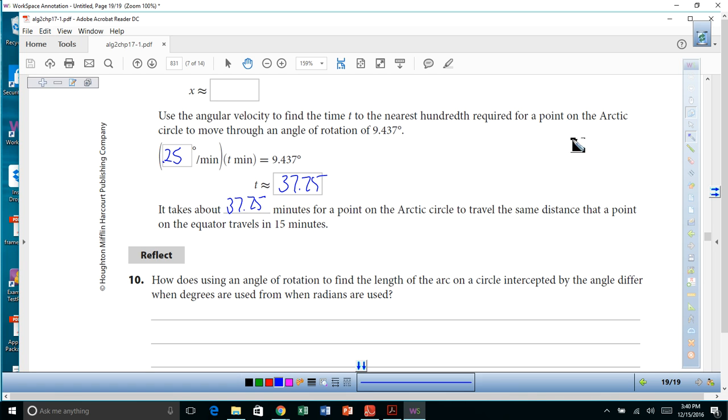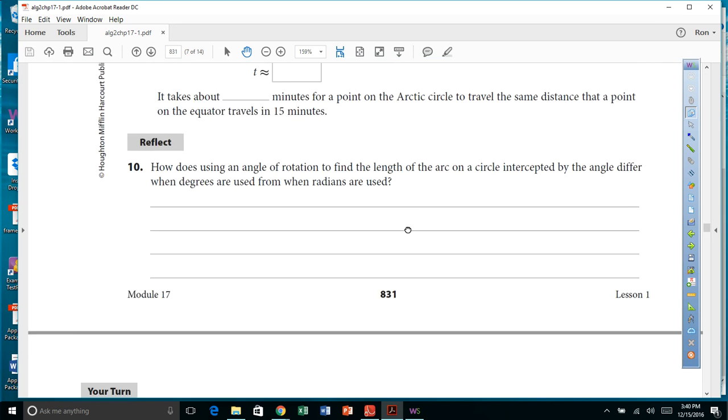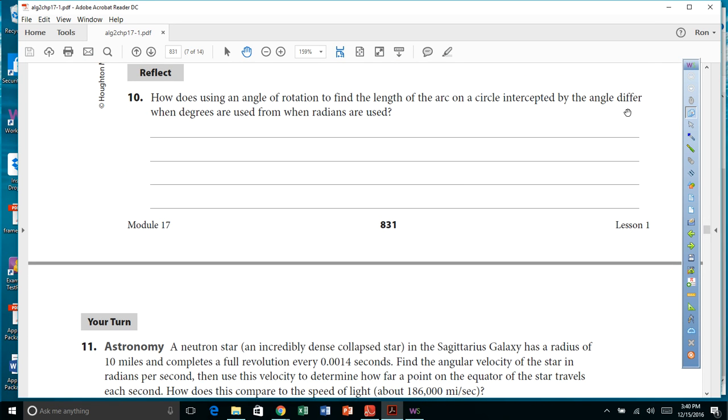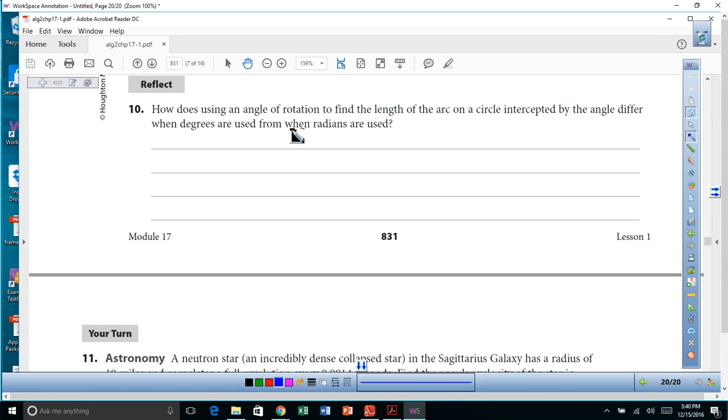Reflect. How does using the angle of rotation to find the length of the arc on a circle intercepted by an angle differ when degrees are used from when radians are used? Well, when radians are used, you can find the arc length by simply multiplying the radius of the circle times the angle. When degrees are used, you must write a proportion equating the ratio of the measure of the angle to 360 degrees and the ratio of the unknown arc length to the circumference of the circle. Then you can solve for the arc length.